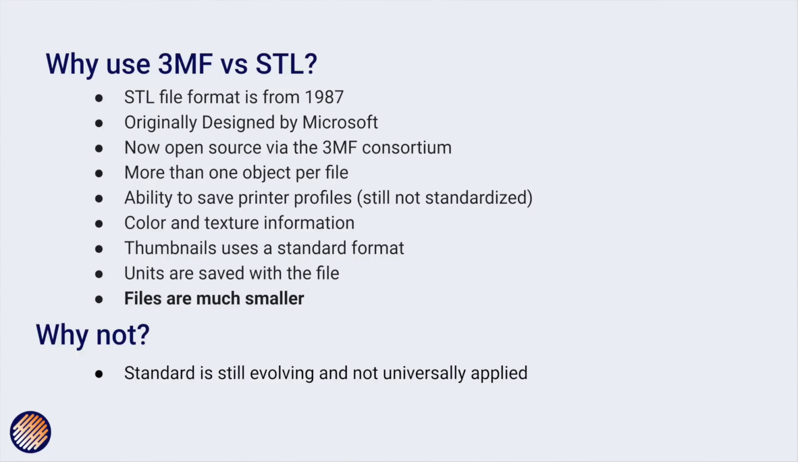You actually save a unit of measure in the file. With STL files, there's no unit of measure. It's just a universal unit. Now, generally, slicers interpret that as millimeters, but there's variability there, because it's not actually saved into the file. And the big advantage, we're going to show you this in a minute, of 3MF files is they're much, much smaller. What is the disadvantage of 3MF?